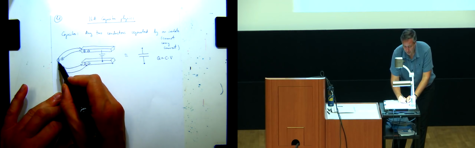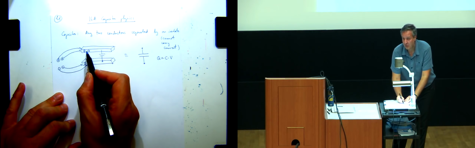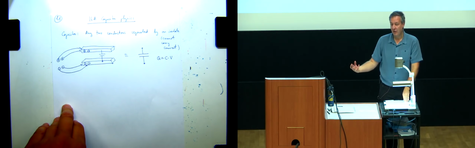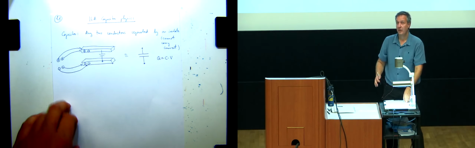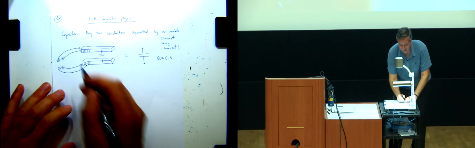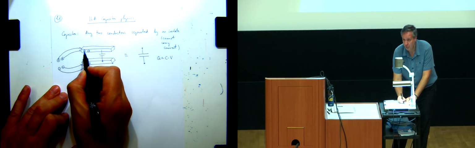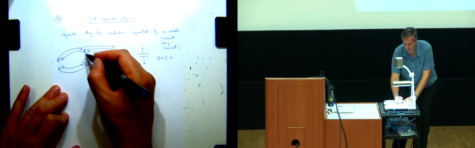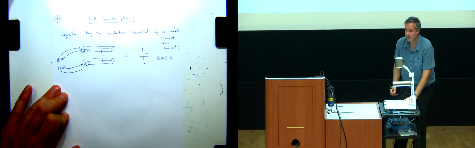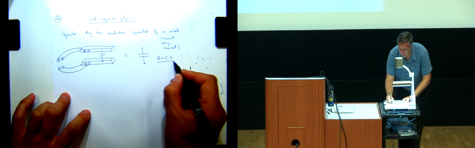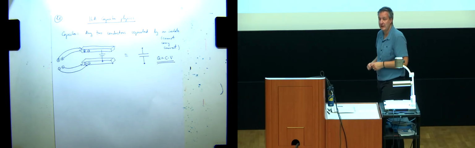Moving the charge onto the conductor expended some energy. You invested some energy to move the charge onto the conductor. That is now contained in the capacitor, right? And is shown as this relationship, Q equals C times V.